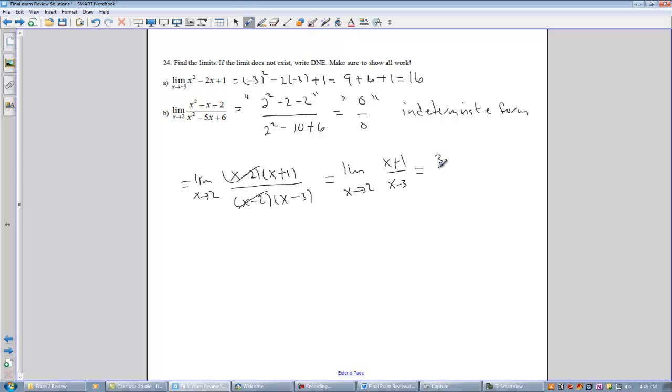Now plug in 2, and so you get 2 plus 1, which is 3. And on the bottom, you get 2 minus 3, which is -1. And you get out -3. So -3 is the answer for that limit. And the idea is as x gets closer and closer to 2, this thing will get closer and closer to -3. And you can even plug in points, like plug in 2.0001 for x, and you'll see you get out a number really close to -3.